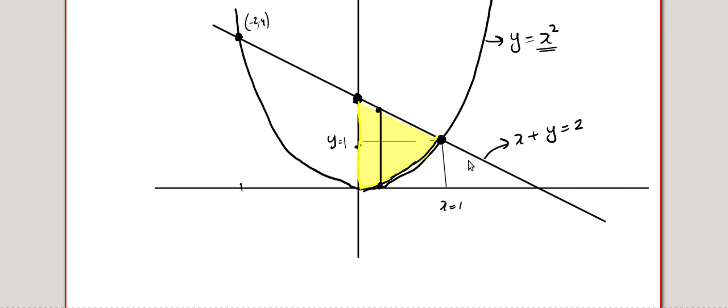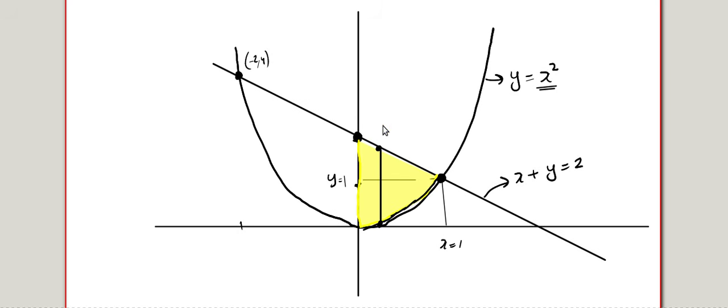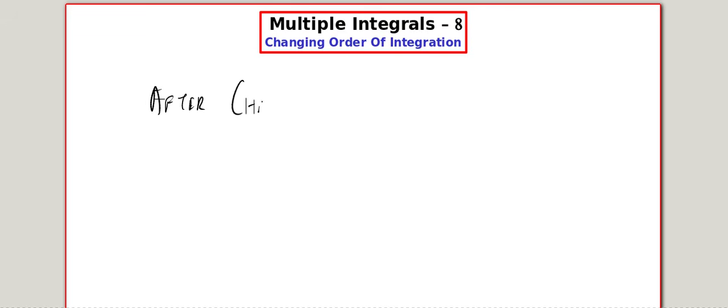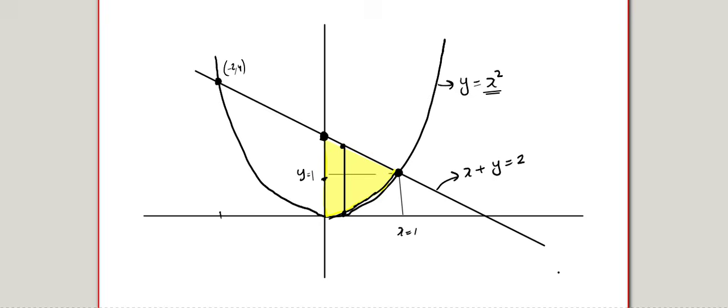Now what we do is we draw the same picture, and we will write a dialogue after changing the order of integration, and I'll paste the same thing. Now remember, when you change the order, if you have a vertical strip, don't forget to make it a horizontal strip.